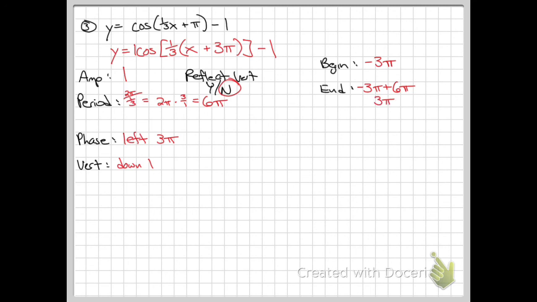So set up some axes. This time I'm going from negative 3 pi to positive 3 pi, so I'm going to go 2 tick marks and call it a pi. Negative pi, negative 2 pi, negative 3 pi. Just make sure your tick marks are the same distance apart. My y-axis is counting by ones, and my midline is down 1.